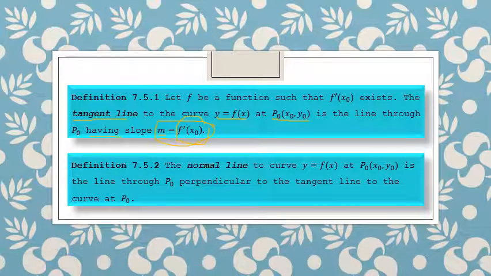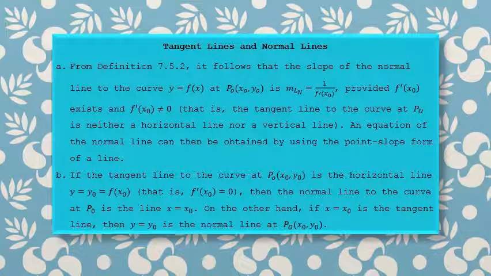The next definition is the normal line to the curve y equals f of x at point P sub O, is the line through P sub O perpendicular to the tangent line to the curve at P sub O. I-differentiate natin yung tangent lines and normal lines. So from the definition mentioned earlier, it follows that the slope of the normal line to the curve y equals f of x at the point P sub O is eto siya. So eto yung slope ng normal line.